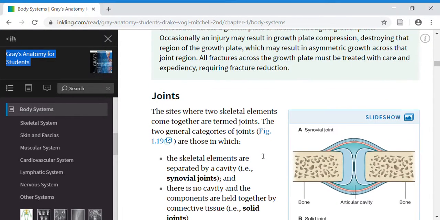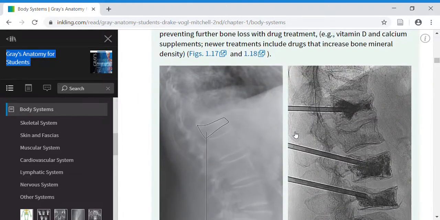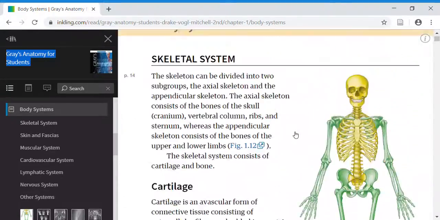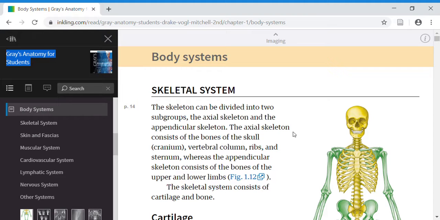Joints I will be dealing with later on. This was the skeletal system, just an introduction. Joints will be dealt with in another video, and also how to interpret medical images. So thank you.